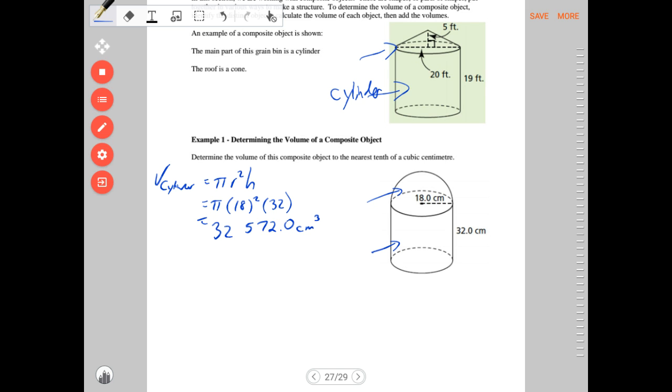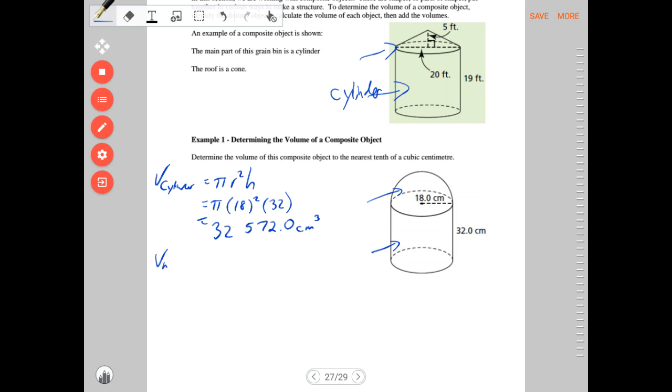Let's just double check that. Pi times 18 squared times 32 is 32,572.0326324. Of course there's all those other decimals there. Don't worry, we'll make sure we use them all in the end.